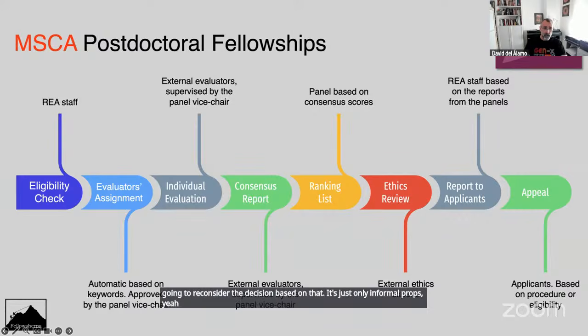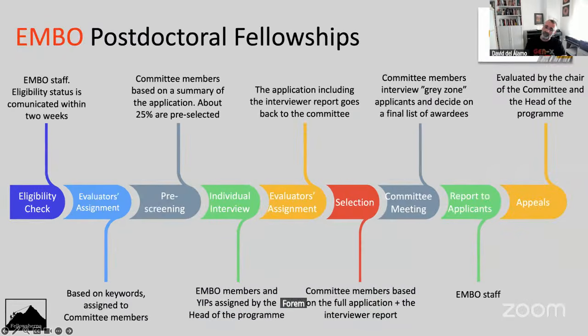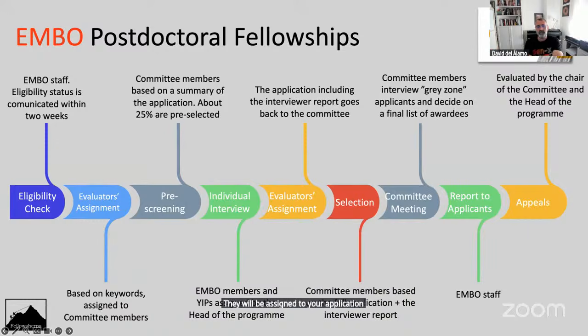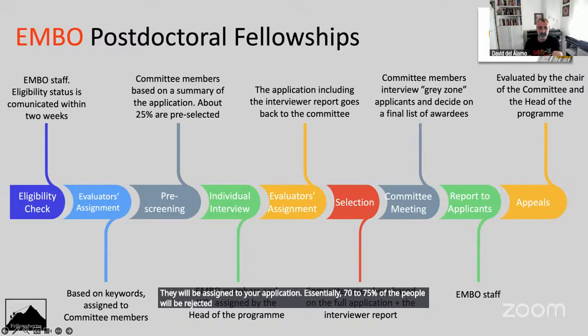For EMBO it is slightly different, and this is one of the reasons why it is important to actually pay attention to the process. For EMBO, basically, what happens is that you submit your whole application, then 3 members of a panel of about 20 people will be assigned to your application. Essentially, 70 to 75% of the people will be rejected at this stage.